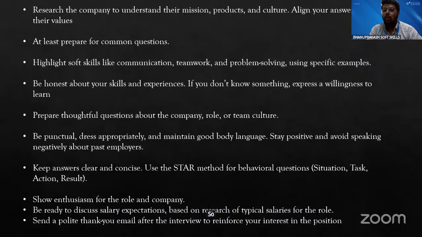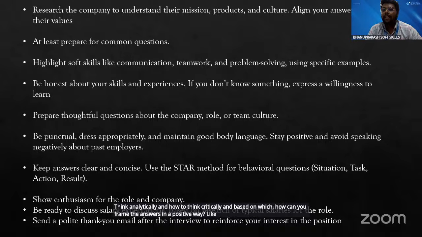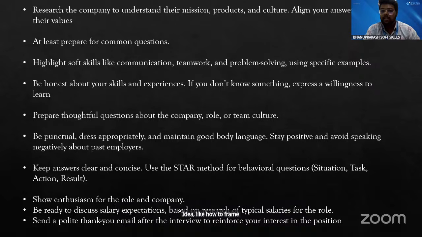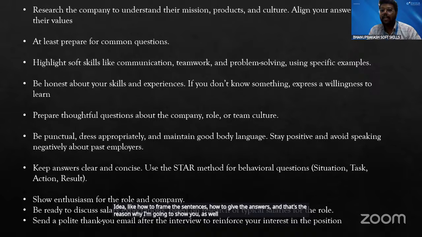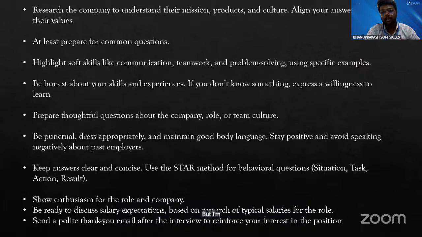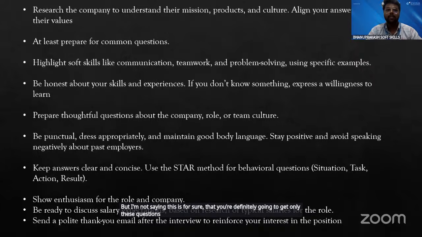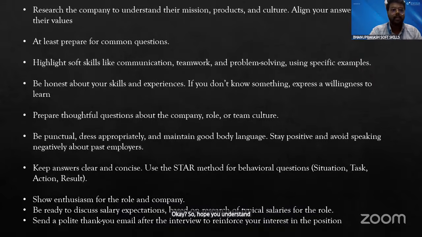So you will understand how to think analytically and critically, and based on that, how you can frame the answers in a positive way. You will get an idea of how to frame the sentences and how to give the answers. That's the reason why I'm going to show you. You might also get the exact questions in the HR round, but I'm not saying you'll definitely get only these questions. Okay, so hope you understand the difference.